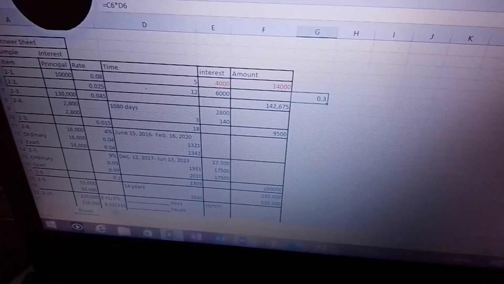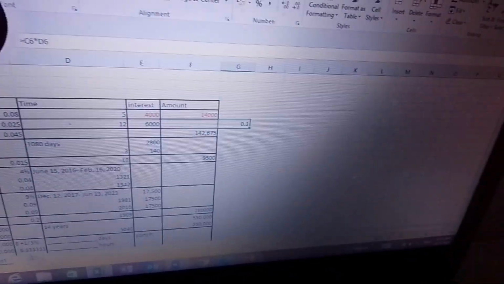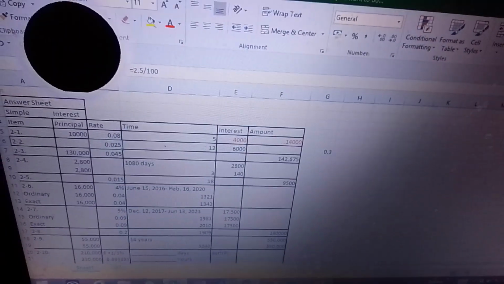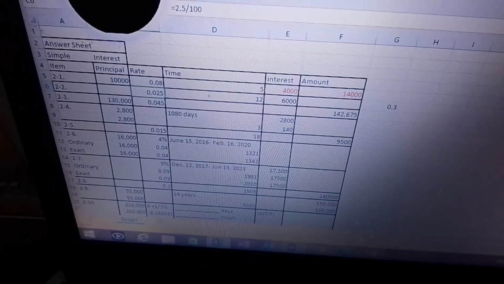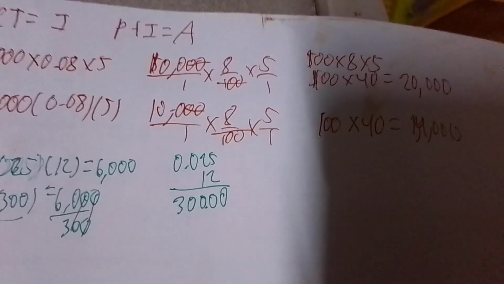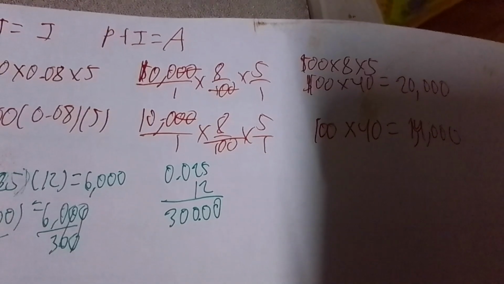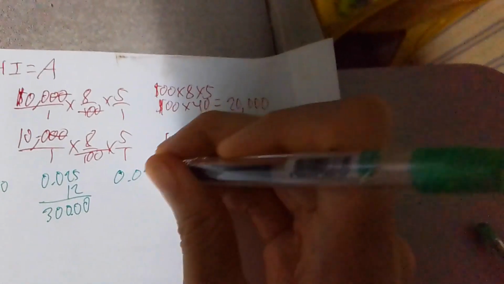Remember, this 0.025 is 2.5 divided by 100. Moving the decimal 2 places to the left gives 0.025. So that's supposed to be 300, but don't forget to add 2 zeros, and then add 3 zeros. We could do it individually, but never mind, to make it easier we do it here. And we're supposed to get 0.03.